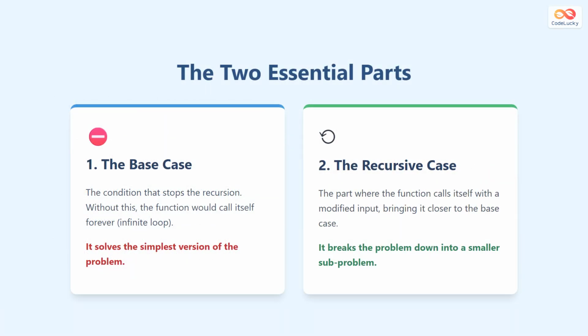Every recursive function needs two specific parts to work correctly. First, the base case. This is the condition that stops the recursion, like finding the smallest doll. Without it, your code would run forever. Second, the recursive case. This is where the function calls itself with a modified input, shrinking the problem down step by step.